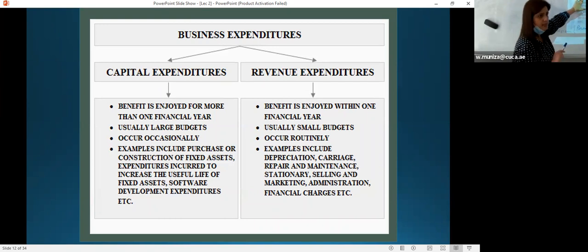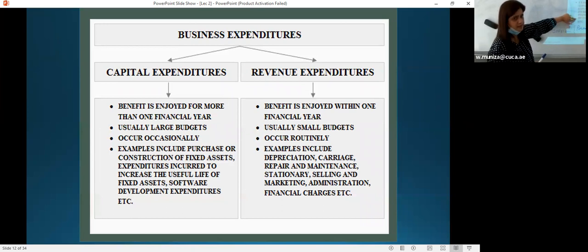For capital expenditure, benefit is enjoyed for more than one financial year. They are long-term in nature. For non-current assets, we do enjoy the benefit for more than one year. Usually large budgets occur occasionally. They are not day-to-day. Examples include purchase or construction of fixed assets. Fixed assets are also known as non-current assets. Other examples are expenditures incurred to increase the useful life of the fixed assets, software development expenditures, etc.